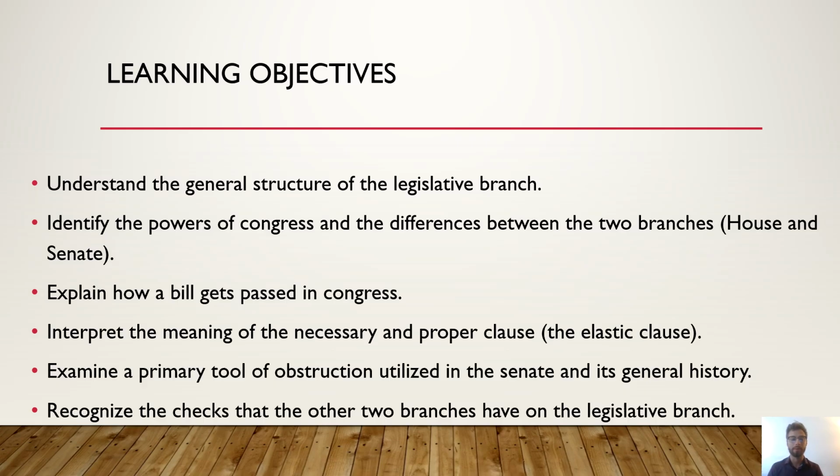House and Senate, understanding the differences between the two bodies, how legislation is created in the United States, how a bill becomes a law upon Capitol Hill, if you know Schoolhouse Rock from back in the day. Interpret the meaning of some dimensions of our Constitution, including the elastic clause, also known as the necessary and proper clause. Looking at one of the tools utilized by the Senate exclusively, referred to as the filibuster, and understanding the impact and evolution of the filibuster over time, exploring some of the constitutional foundations.